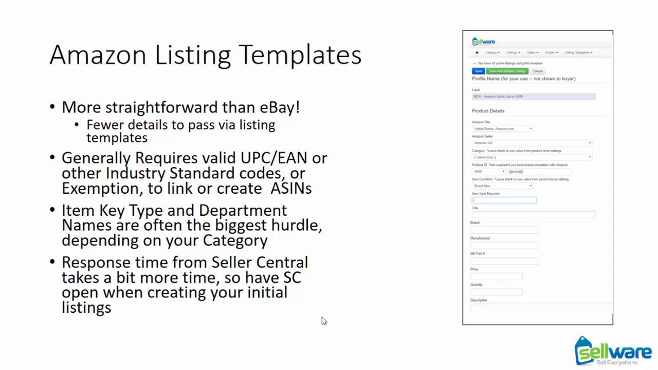One thing to note, the feedback loop in Amazon is a little bit longer than eBay. There's a process in which we send the data to Amazon in a big batch. Then you have to wait for that to be processed. Amazon returns codes to us. So generally when you're listing in Amazon, initially you're going to want to have Seller Central open so that you can keep a handle on what's going on real time.